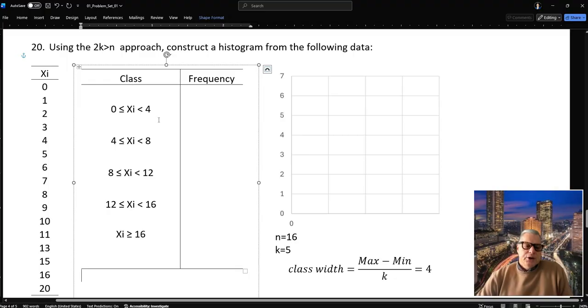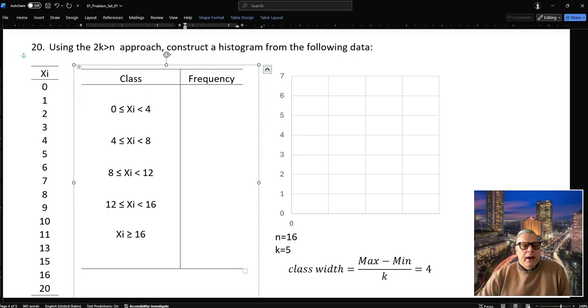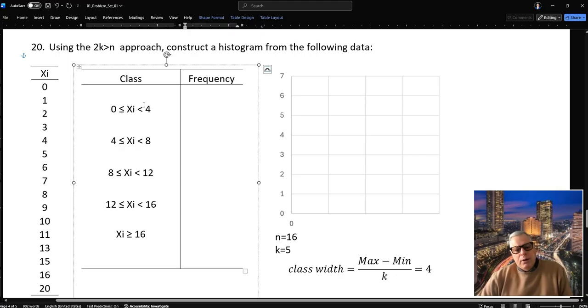Those categories obviously need to be mutually exclusive, and so the first category goes till 4. Theoretically you could also include the 4, but then the sign would have to be greater than, so they are always mutually exclusive. Okay, so the class width is always 4.